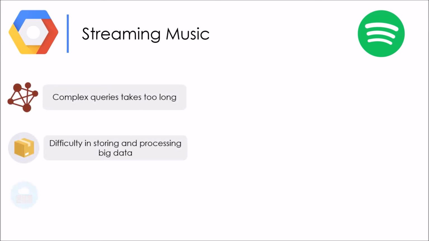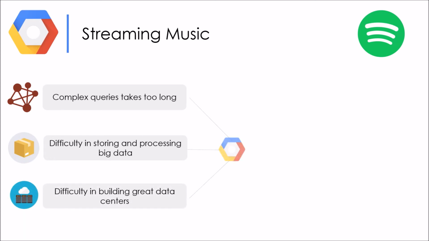Spotify faced a series of problems before using Google Cloud Platform. Problems such as conducting a complex query may take up to a day, or even be left running overnight. Difficulty in storing and processing big data, and they found it very hard to build a great data center. With Google Cloud Platform, they are able to conduct complex queries much faster. Similar queries can take minutes or even seconds to complete.